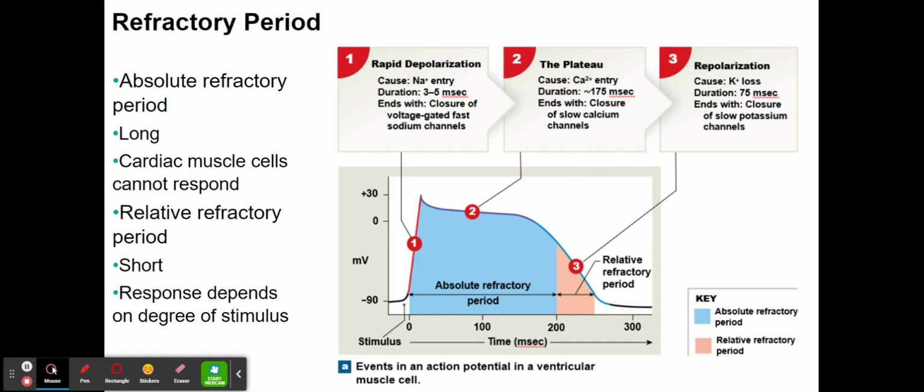The resting potential of a ventricular contractile cell is approximately minus 90 millivolts, compared to that of resting skeletal muscle fibers at around minus 85 millivolts. The resting potential described here applies to the atrial cells as well.